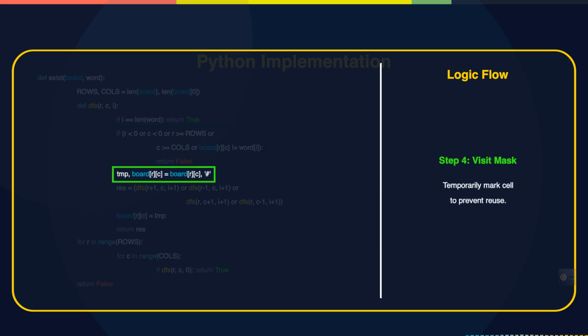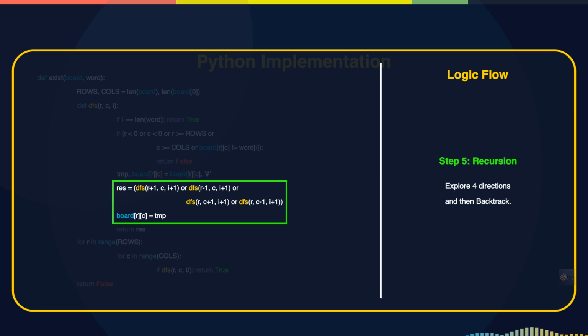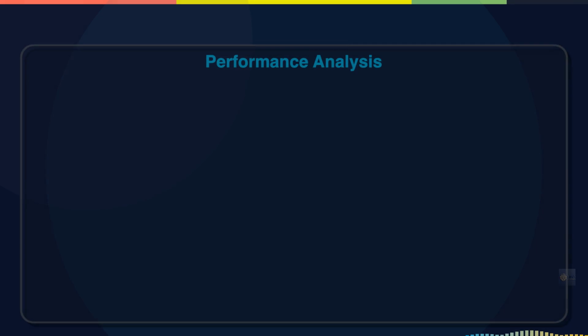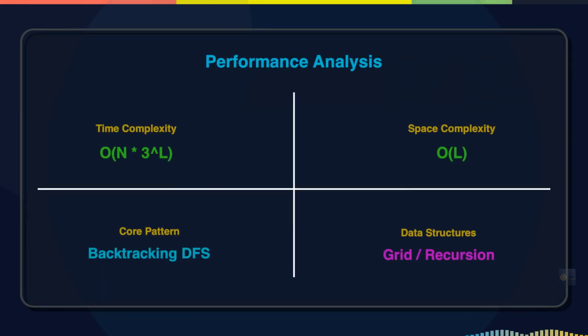Now, the backtracking magic. We save the original character, then mark the cell as visited. We recursively call DFS for all four adjacent directions. If any of those return true, we're golden. Finally, we restore the original character and return the result. Simple, elegant, and powerful.